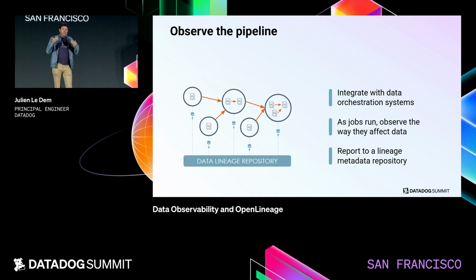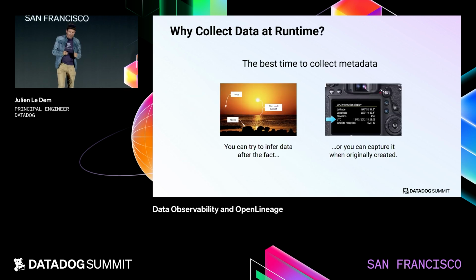And because the job is running, that's where all the metadata information about this particular job is available. And so if you can collect it, you can then centralize the collection of it and infer lineage. So to give a little example, if you look at the picture you took, you can look for the metadata after the fact, right?